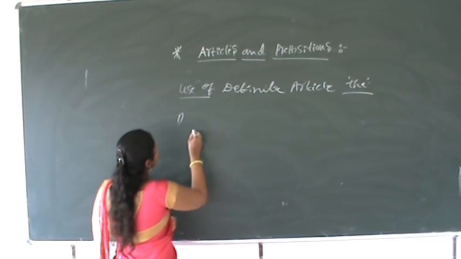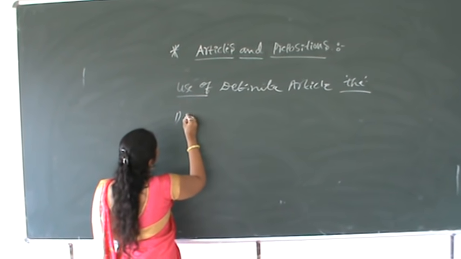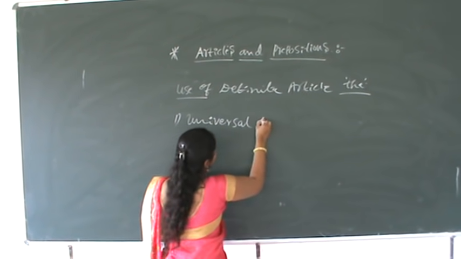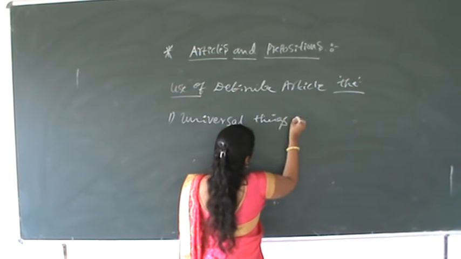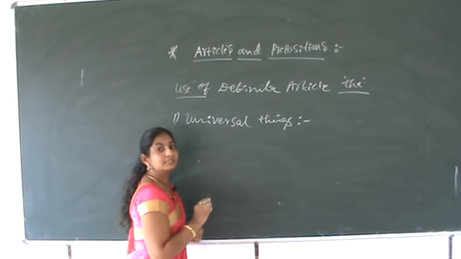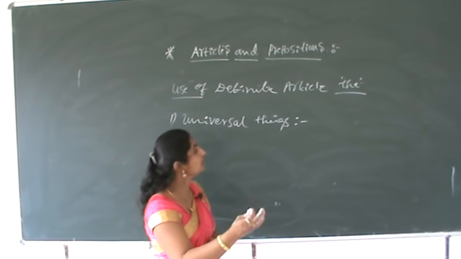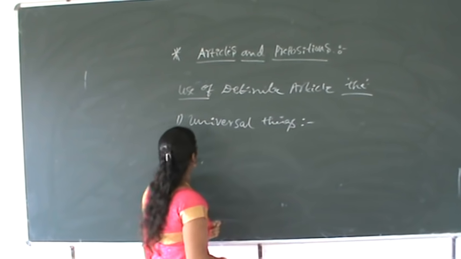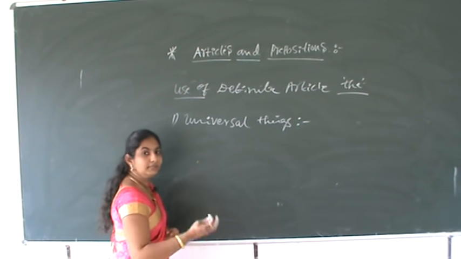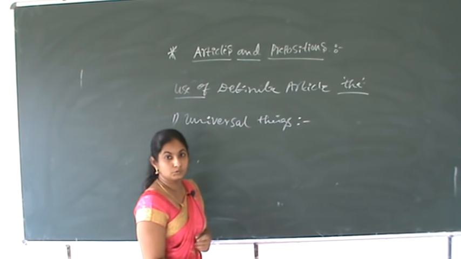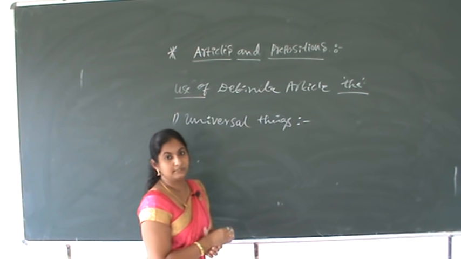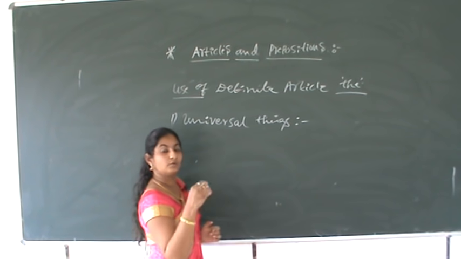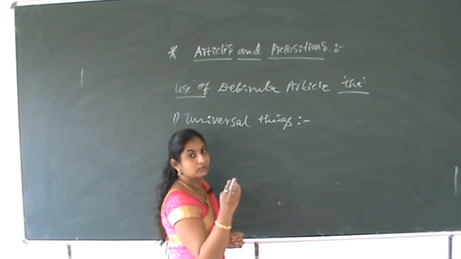The first thing, the use of article the. For example, the first one, before the words of universal things. What? Universal things. Before the words of universal things, we are using the definite article called the. We can call it unique things, universal truth, and also we can call it a permanent thing also. Here, before the universal things or universal truths, we are going to use the definite article called the.